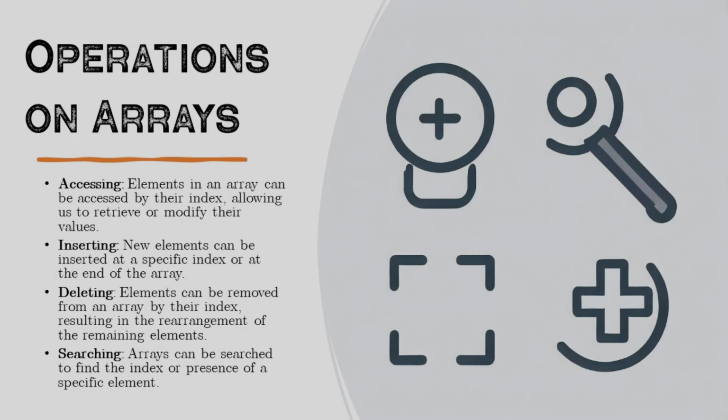Operations on arrays. There are several operations we can perform on arrays. First is accessing, which allows us to retrieve or modify elements by their index. We can also insert new elements at a specific index or at the end of the array. Deleting elements involves removing an element by its index and rearranging the remaining elements. Lastly, we can search arrays to find the index or presence of a specific element.